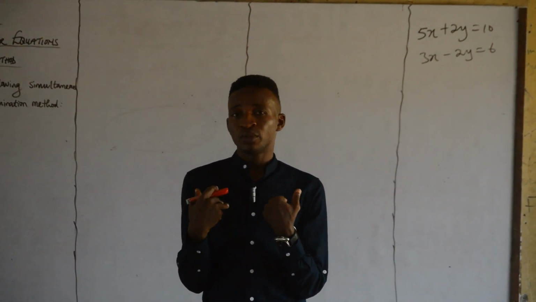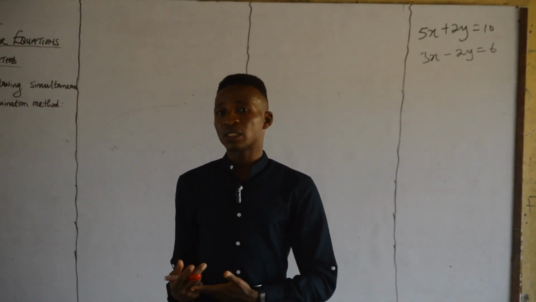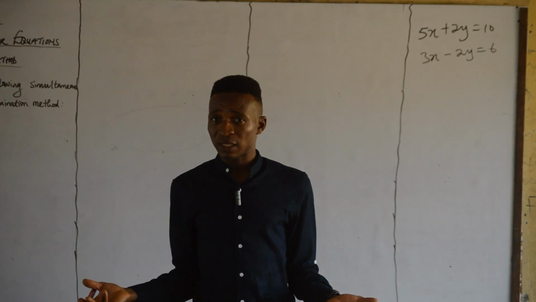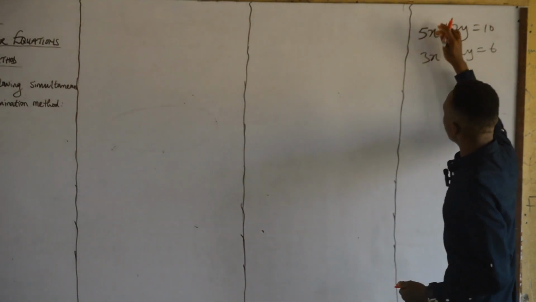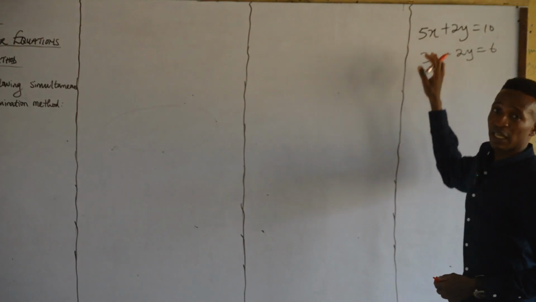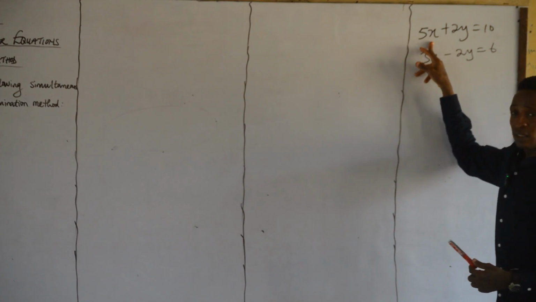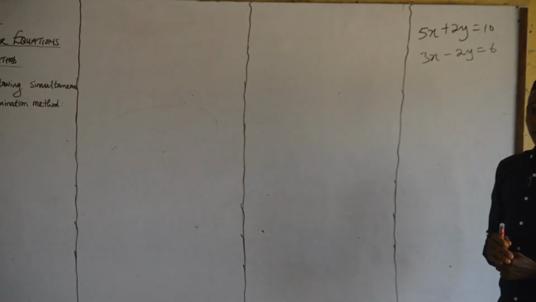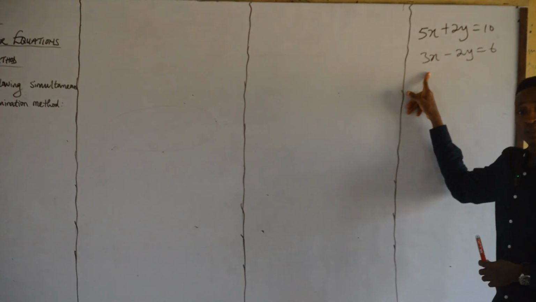Ask yourself, out of x and y, which one should I eliminate first? You are the one that wants to answer that. So let me assume I'm asking the question myself and I'm answering the question myself. Let me eliminate the x. If I am to eliminate the x here, the first thing I will ask myself is, what is the coefficient of x from both equation 1 and equation 2?